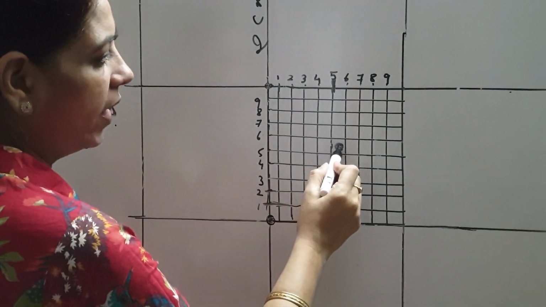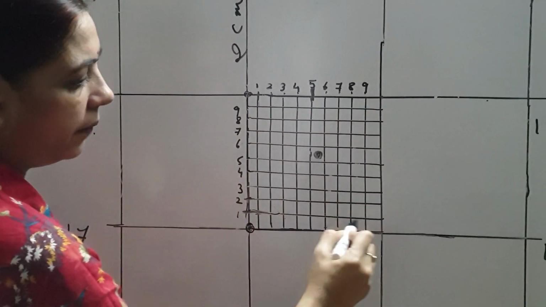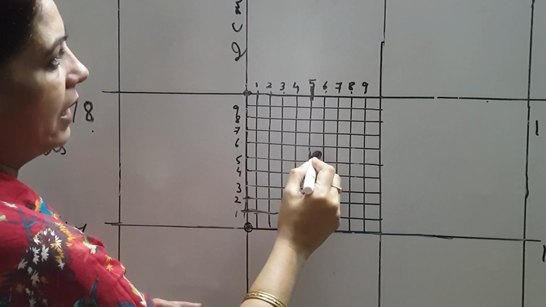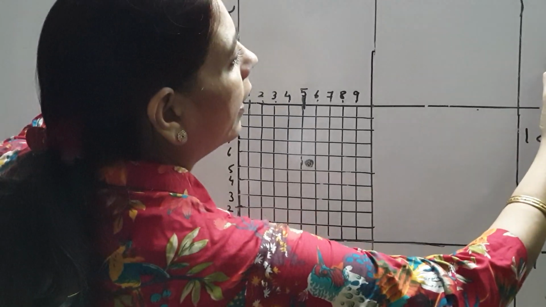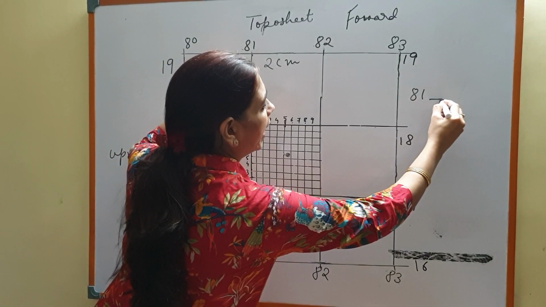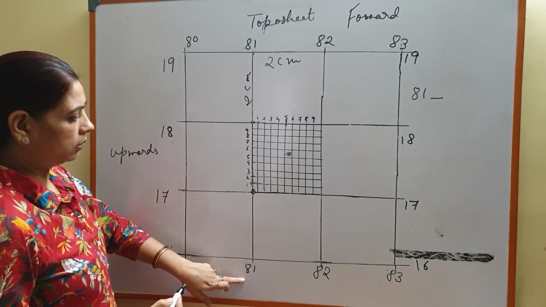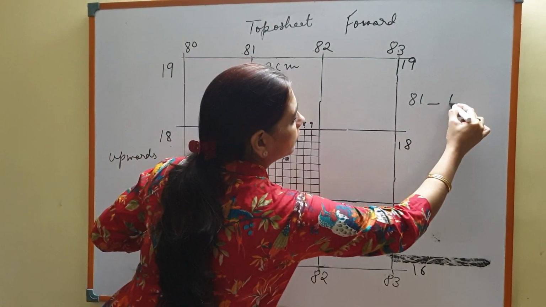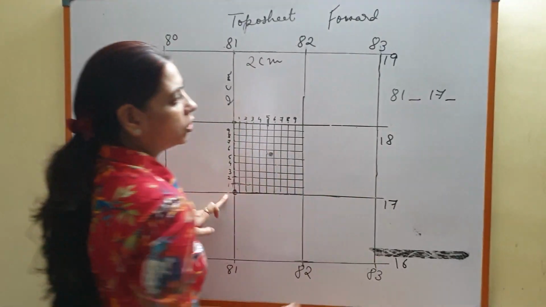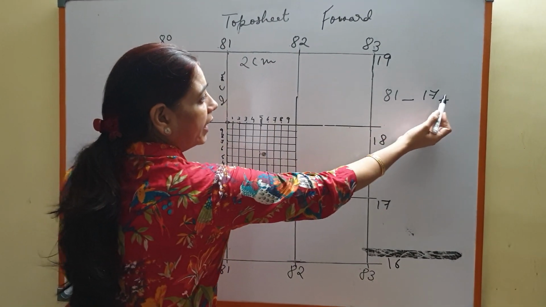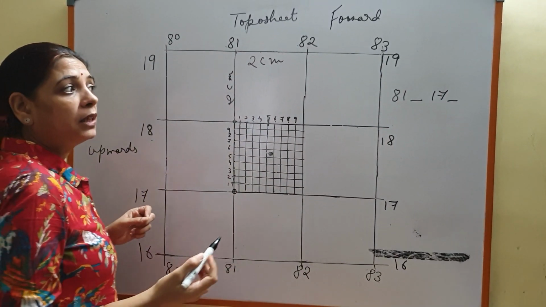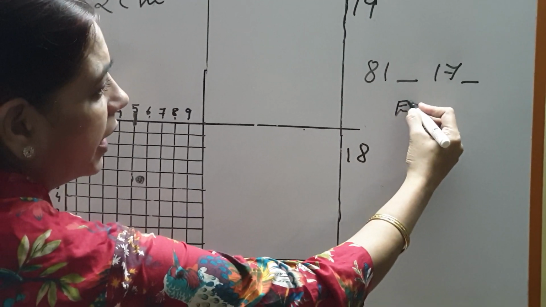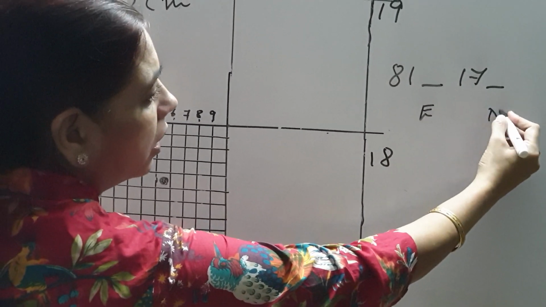Now, this perennial well lies in this grid. So the four-figure grid of the perennial well is 81, then we put a dash, and the northing is 17, okay? And again we put a dash. So here we are going to write the third and the sixth digit, and it will become a six-figure grid. So the third digit will be the easting, and the sixth digit will be the northing.